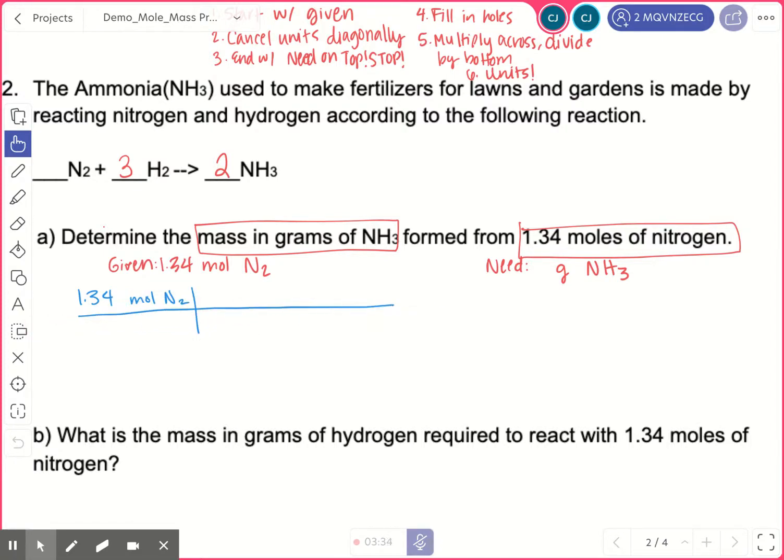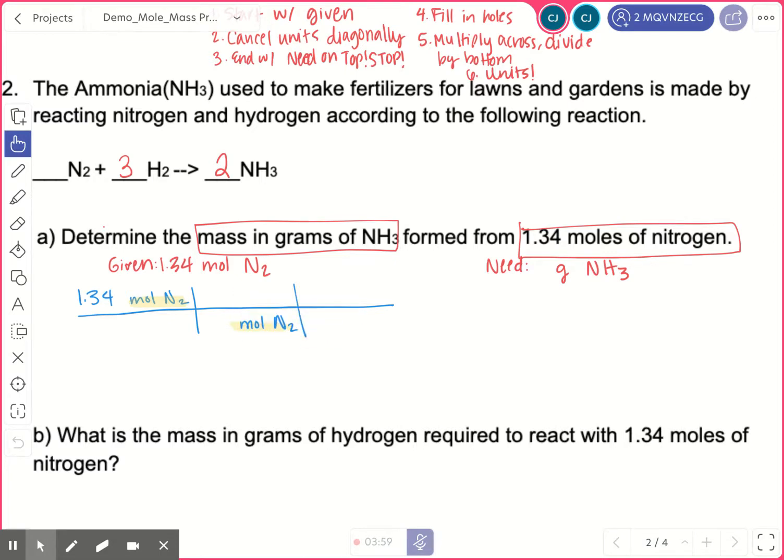Draw a little bar. Now, step 2 says to cancel units diagonally. So if I have moles of N2 up here, what do I have to have in the basement? Good job. Moles of N2.